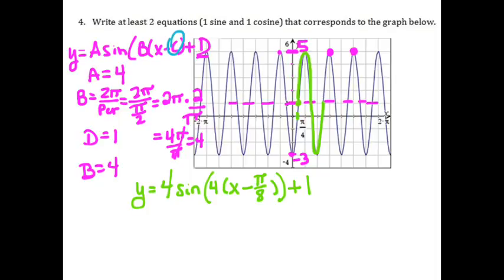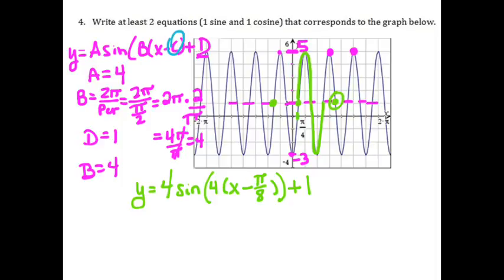Now there are other places that you could have chosen to start the sine graph. We could pick this point, we could pick this point, although at this one it would be a negative sine graph because the graph is going down from that point. But there's lots of other correct answers here.